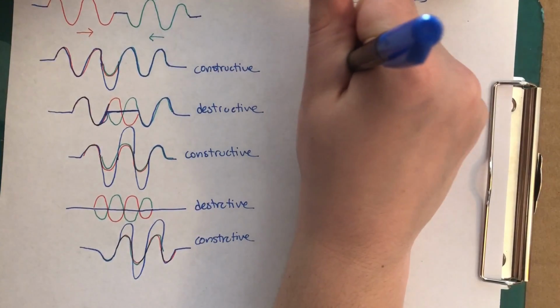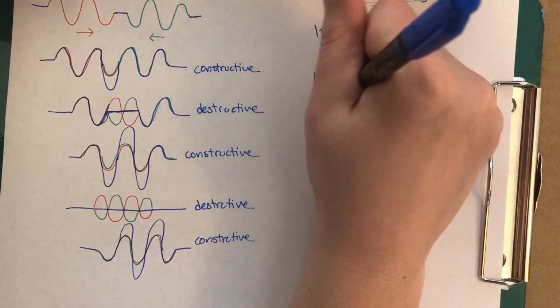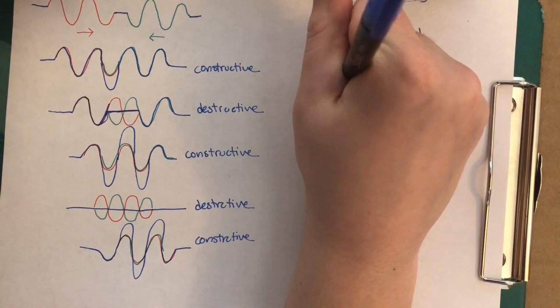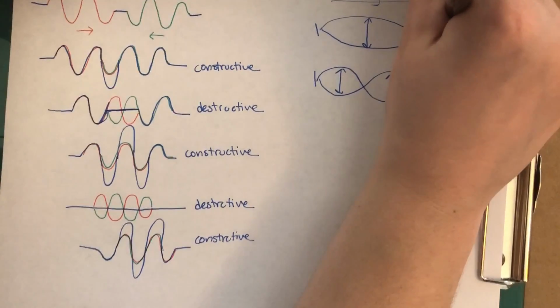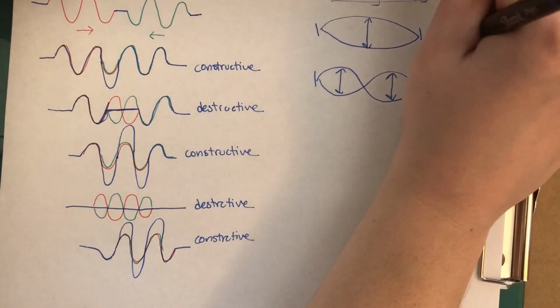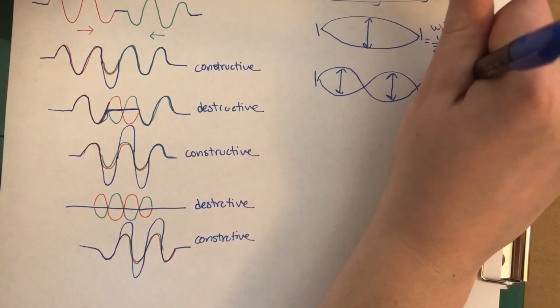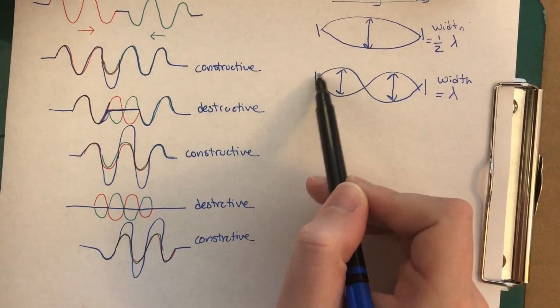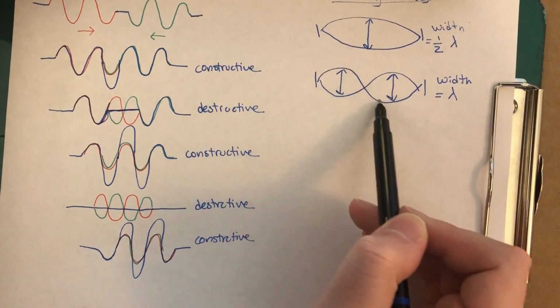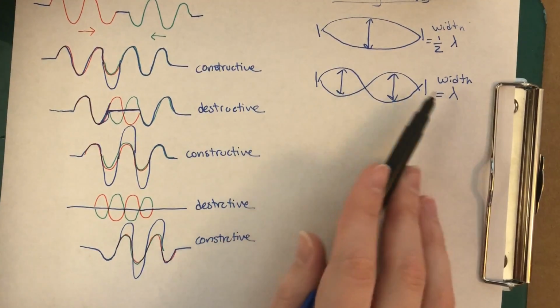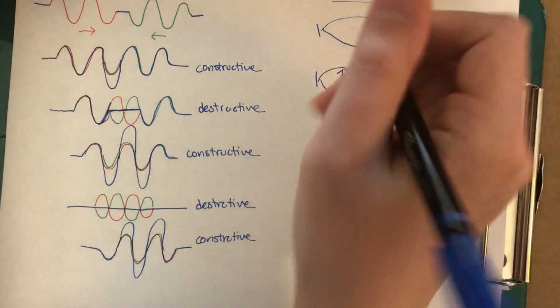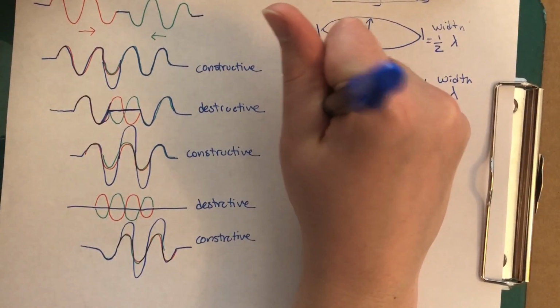Or you can have the width take up one entire wavelength, meaning if I were to trace one of these lines, it would include both a peak and a trough. And then we see these two places where the wave is moving up and down. And then at the two ends and in the middle, it's not moving. We call these places an antinode.